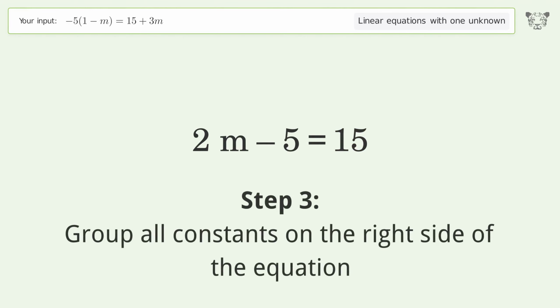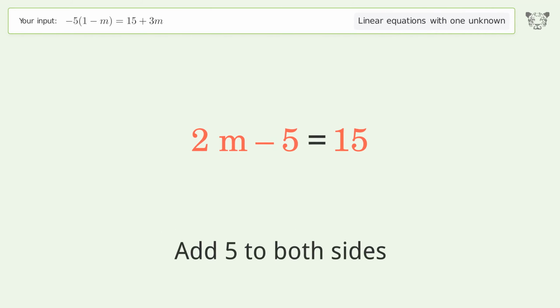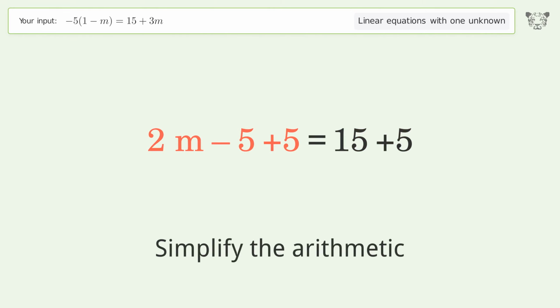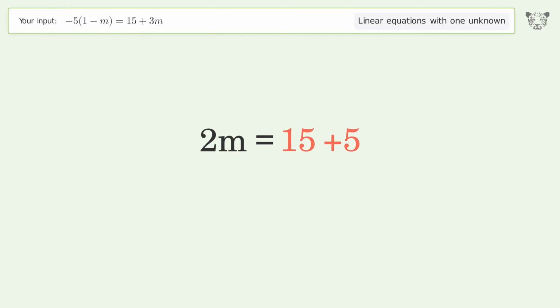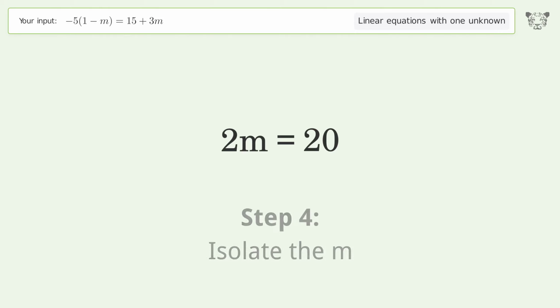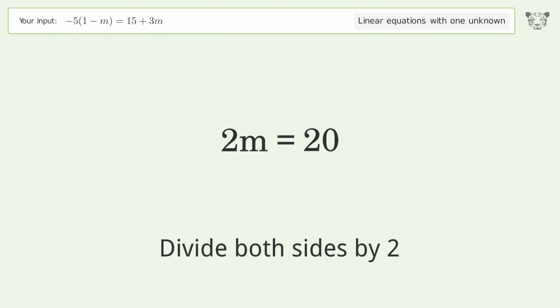Group all constants on the right side of the equation. Add 5 to both sides. Simplify the arithmetic. Isolate the m. Divide both sides by 2.